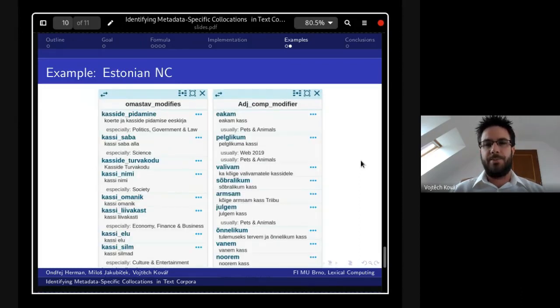Here is another example with another text types that are, I would say, a bit more readable. This is from Estonian National Corpus, and there are some specific collocations. For example, this means something like regulation in the head word is kass, which means cat, and this means regulations for cats and pets or something like that. So this is another picture how it can look like.